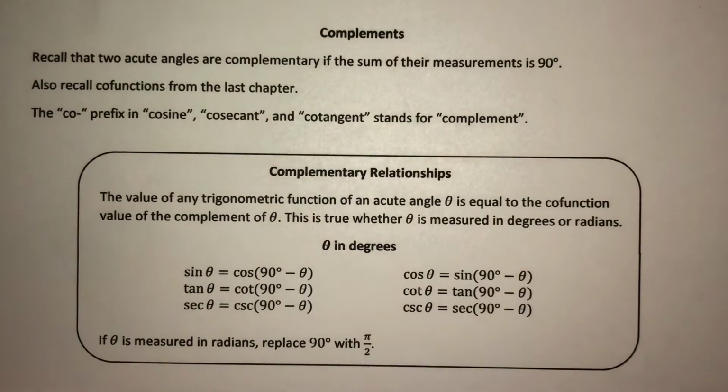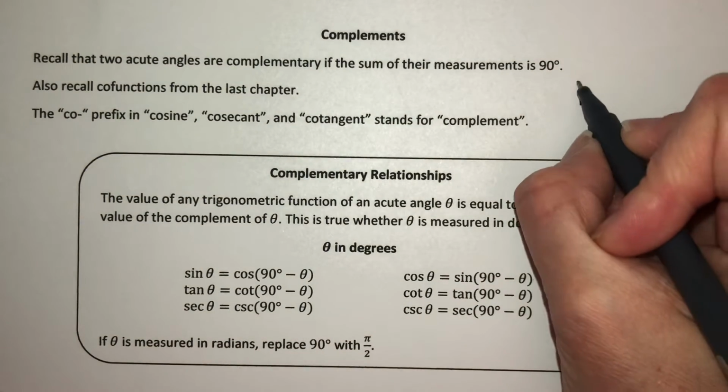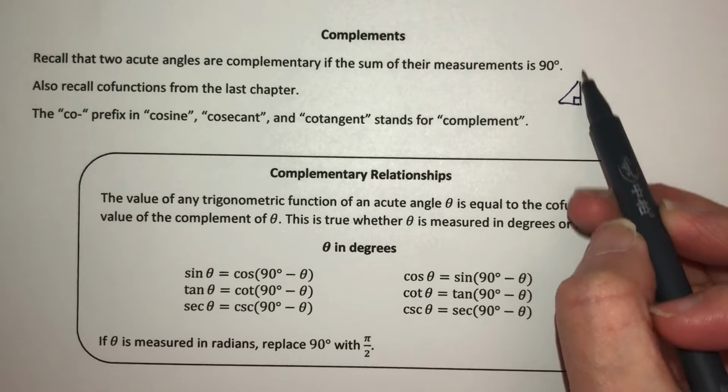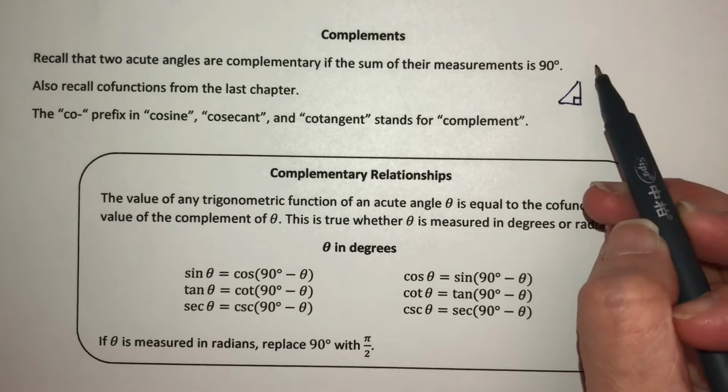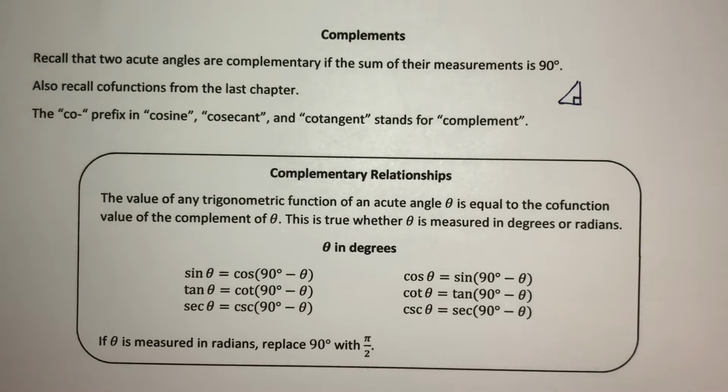This is part 2 of section 6.1, complements. Recall that two acute angles are complementary if the sum of their measurements is 90 degrees. And if we're dealing with a right triangle, and this is a 90-degree angle, then because the sum of the interior angles of a triangle equals 180, these two angles must be complements.